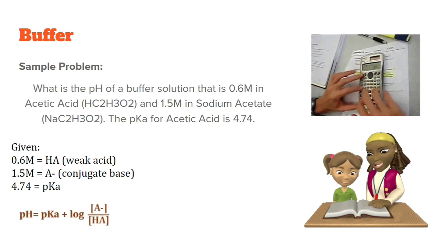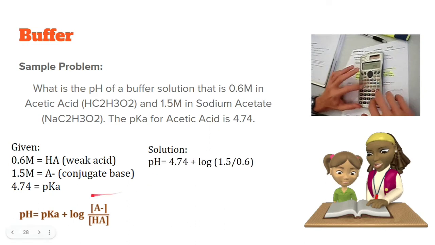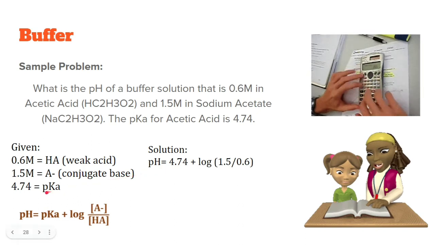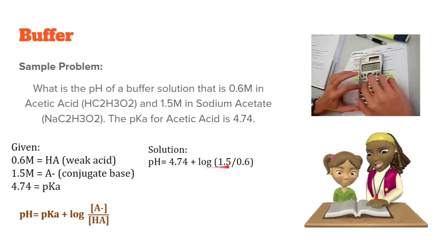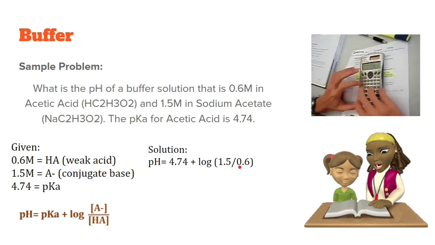Okay, so now let's try to use the Henderson-Hasselbalch equation. Just substitute the given solution. So, di ba? pH po yung hinahanap. pH is equals to 4.74, that is already given, plus logarithm of conjugate base. Again, the conjugate base is 1.5 molar from the sodium acetate. Lagay nyo yan dyan. Divided by 0.6, which is yung weak acid, yun yung HA nyo, from the acetic acid.